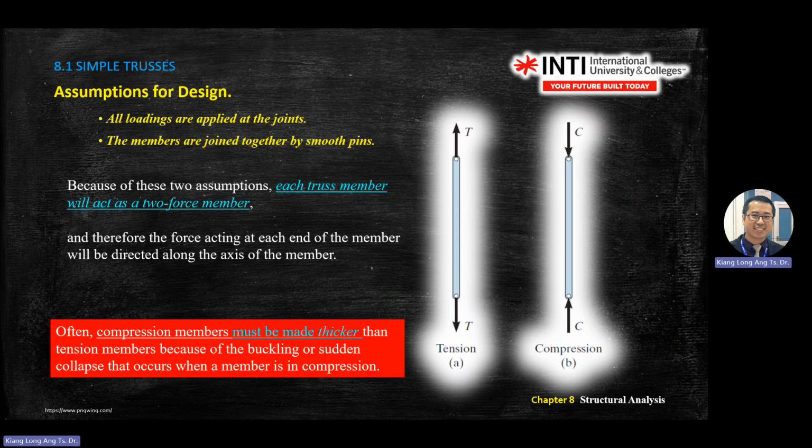Often a compression member must be made thicker. This is in structure design. When you compress a member, you make it thicker than a tension member because buckling or sudden collapse will happen. When you press the two force member, it will buckle. Buckling means it changes shape like this, or something like this.